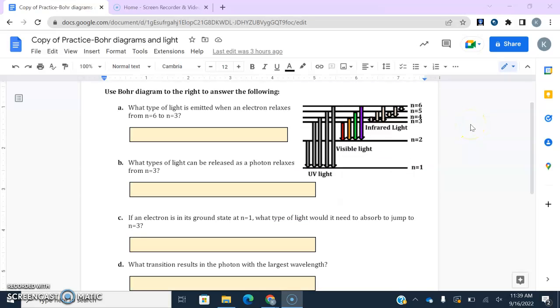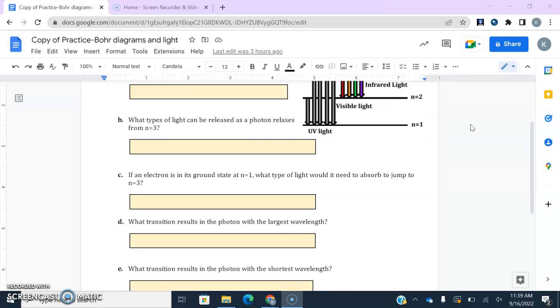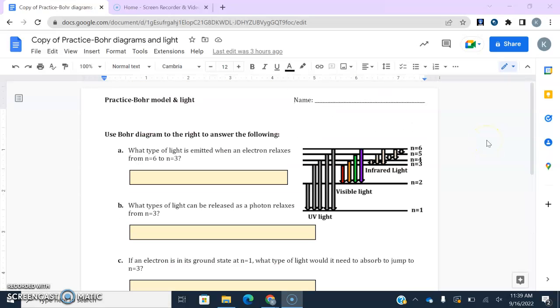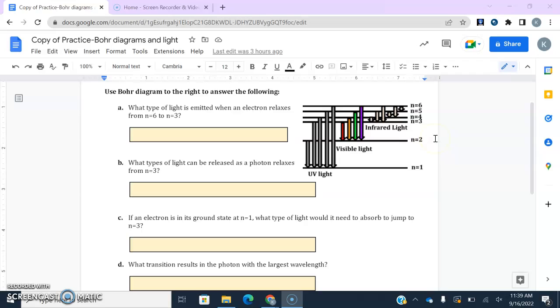Today, I'm just going to do a couple of examples with you on your practice problems. There's not a lot, just about 5 practice problems here. And this is with our electromagnetic spectrum and the Bohr model of hydrogen. Just a reminder that as electrons return to their ground state from their excited state, they emit energy, either in the form of UV light, visible light, or infrared light. And we are going to use this diagram right here to help us determine what type of light is released.